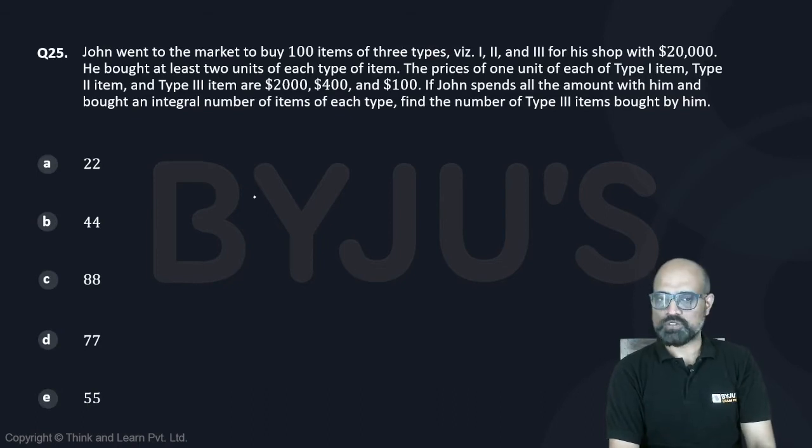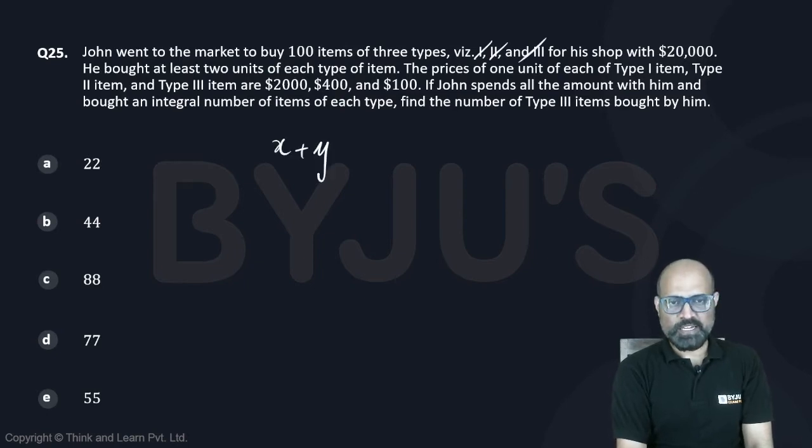of course, it's an item, so it will be integral. Find the number of type 3 items bought by him. Okay, so let's say this first, second and third, these are X, Y and Z. These are the number of items of each type. This is given to us as 100.